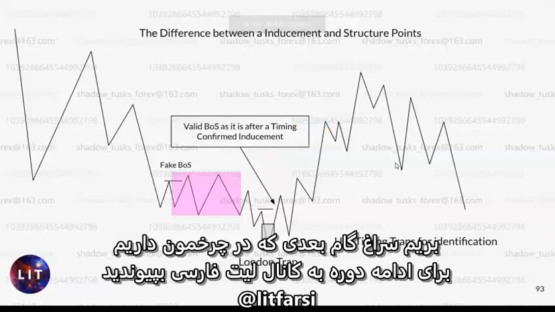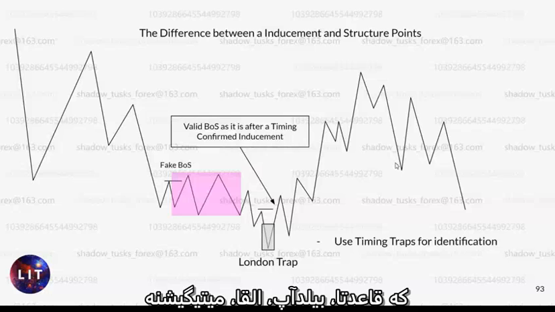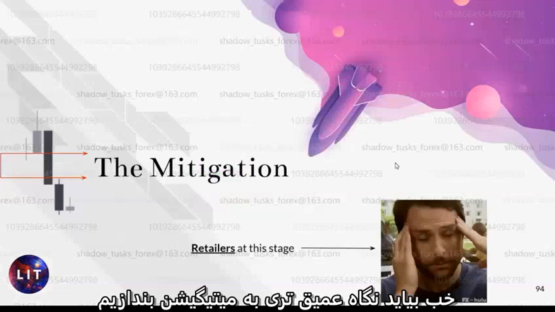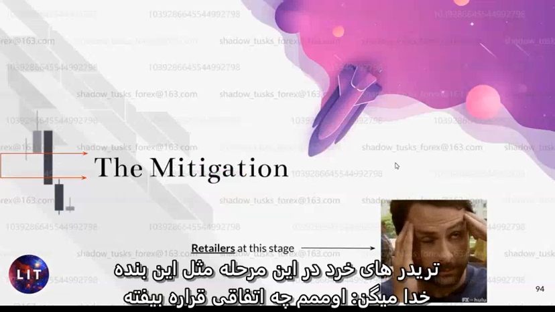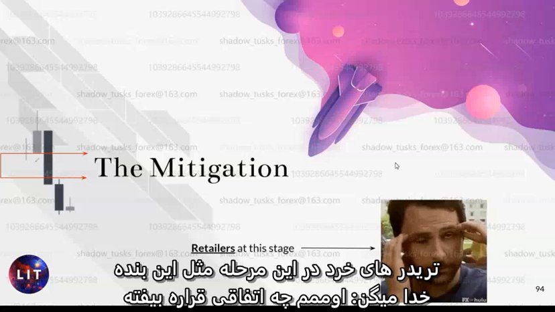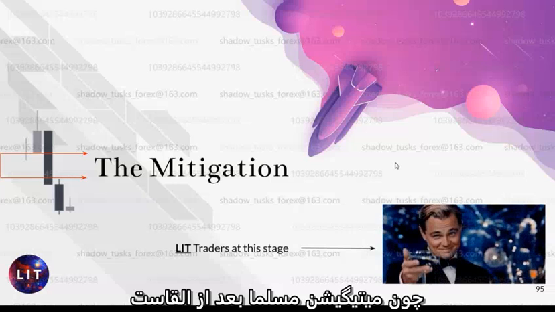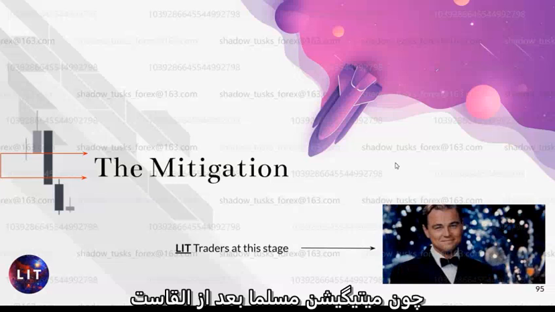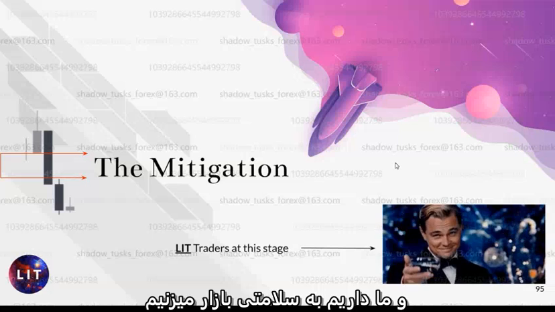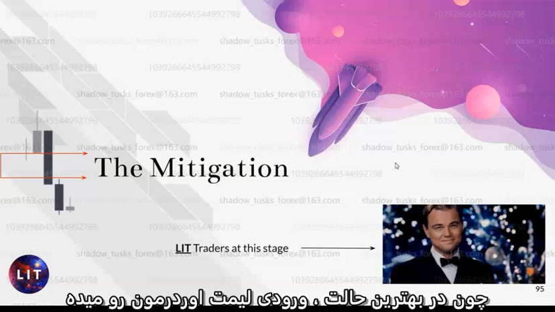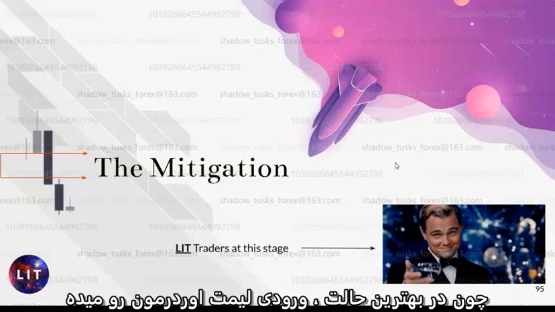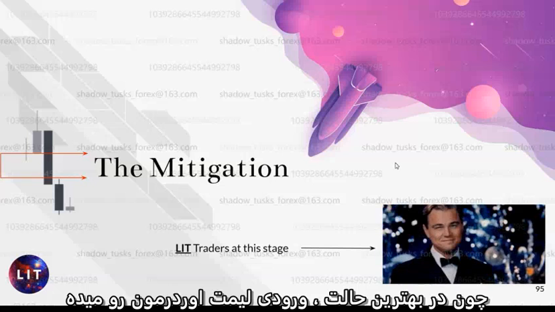Then, of course, you have the next thing in our cycle, which is build-up, inducement, mitigation. So let's take a deeper look at mitigation. Retailers at this stage are like, what should happen here? And we are literally like that. Because the mitigation obviously comes after the inducement, and that's literally our cheers to the market, because that gives us our limit order entry in the best case scenario.